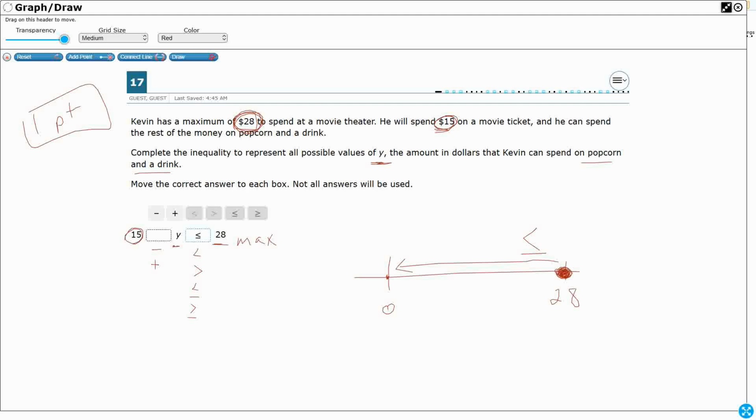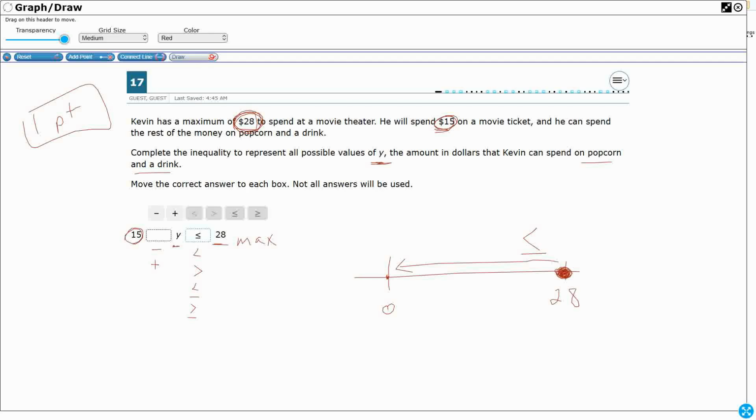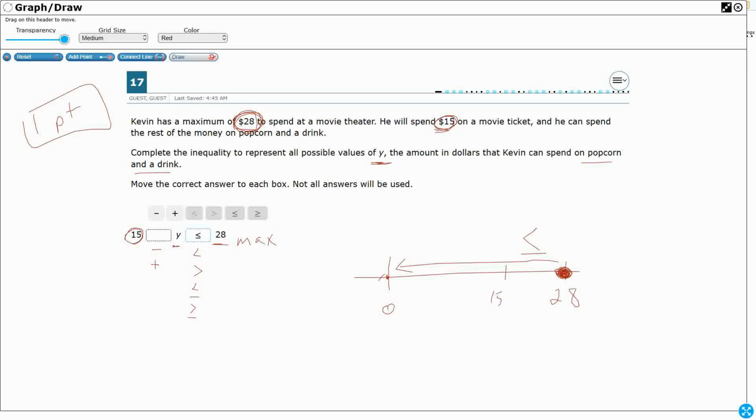Well, what makes up this money right here? We already know that $15, so I'll put that right about here, is our ticket. So this is already taken up. That's our ticket. Can't do anything about that. So what's left? Well, we've got this. This is about 13 bucks, right? 13 bucks, and we've got the rest for popcorn and a drink. Now, is Kevin going to spend exactly 13 bucks? Probably not. There's going to be tax. He'll have a few cents left, but he can spend up to that $13, right?